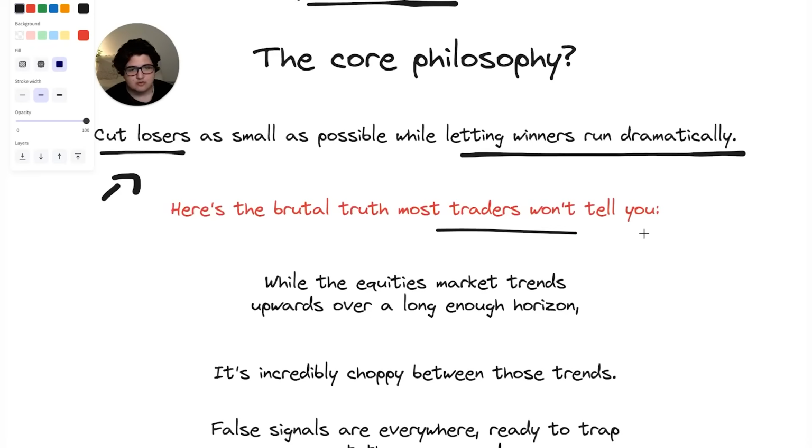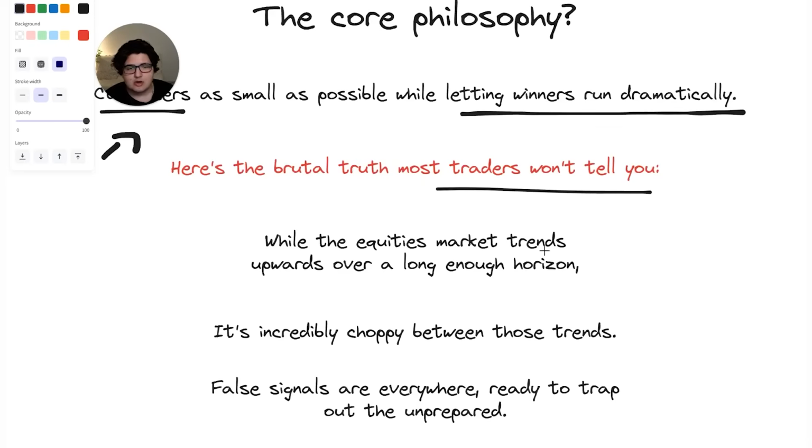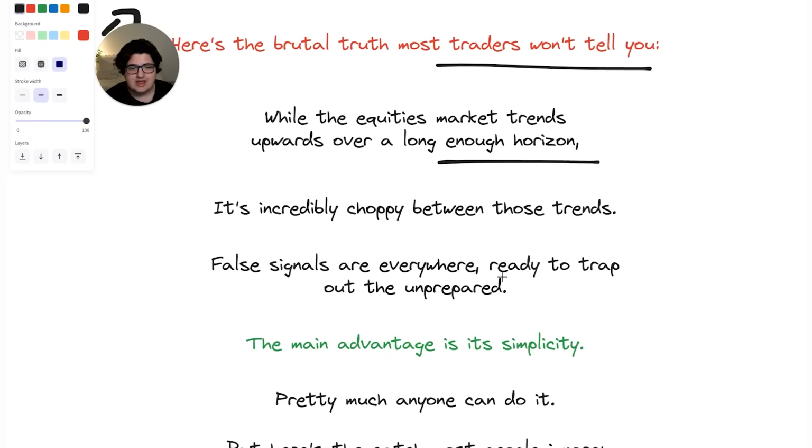Now, here's another brutal truth most traders won't ever really tell you. While equities markets do trend upwards over the long horizon, so over the year, over the next 10 years, for example, it can be incredibly choppy in between those trends. There are going to be a lot of false signals everywhere, ready to trap anyone that's really unprepared for that. And that's also why trend following has such long periods of drawdowns during its overall performance.